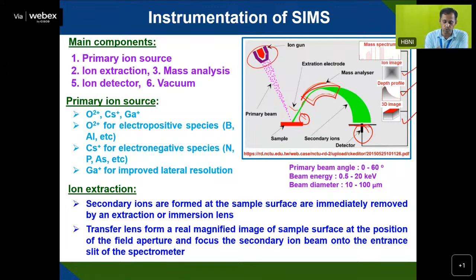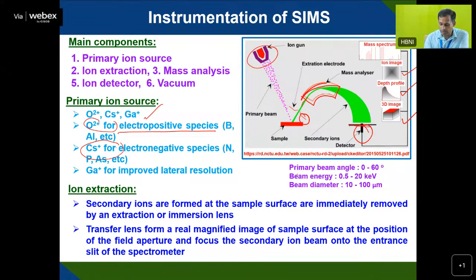Here, primary ion sources are generally used in two types. One is oxygen, O2 plus, an electropositive species, used for elements like boron and aluminum. So this type of O2 plus ion beam is used, or cesium plus, an electronegative species, can be used for nitrogen, phosphorus, and arsenic. So mostly these types of electropositive and electronegative species are used as the ion source, or sometimes even gallium plus is used as an improved lateral source.